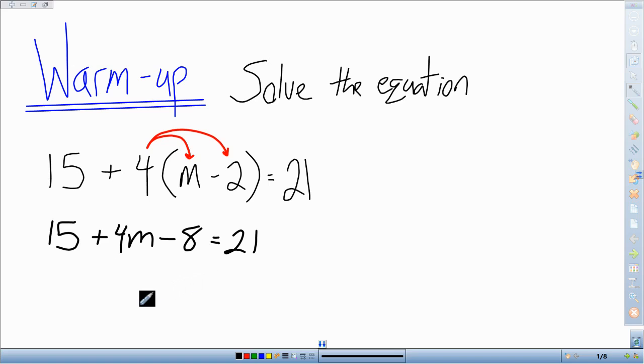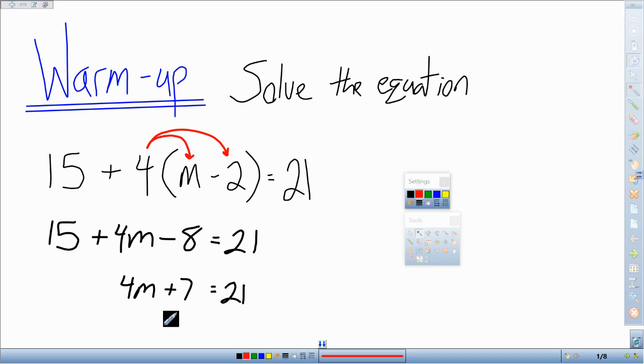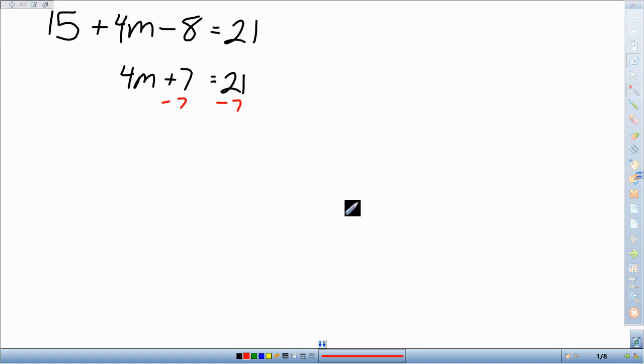We have a 15 minus 8, which would give me a 7, which, by the way, I'm going to start by bringing the 4m down and then do the 15 minus 8, which gives me a positive 7 equals 21. Okay, and then from here, now we can finally start doing our solving. So remember, dealing with addition or subtraction first when solving for m. So we'll get rid of the 7 by subtracting. Okay, so those are gone. We have a 4m equals, it looks like 14.